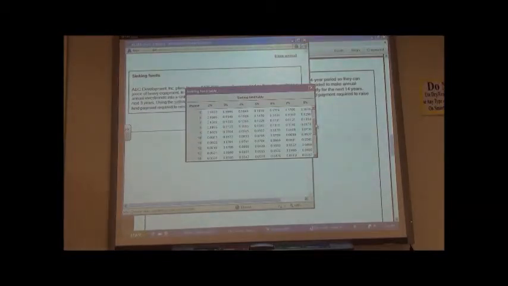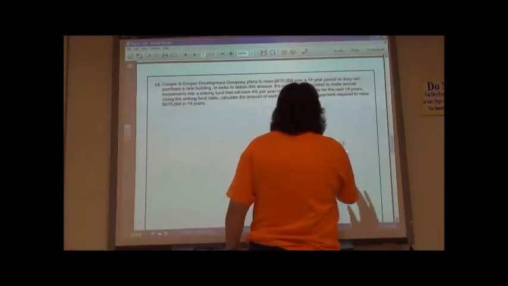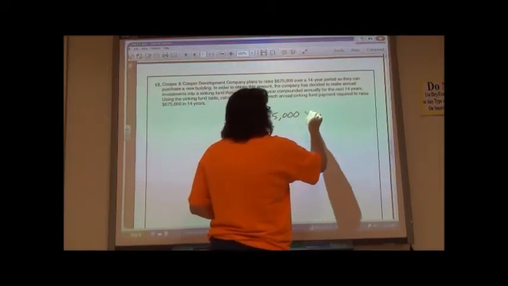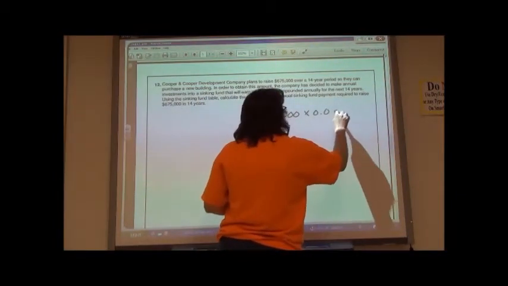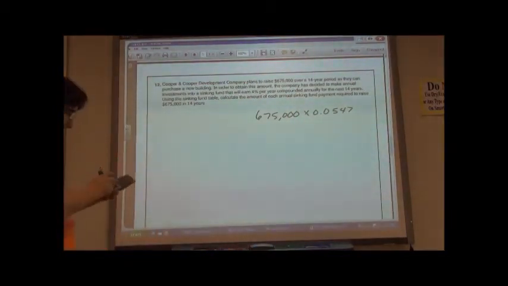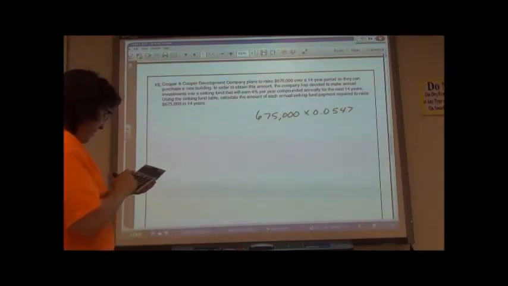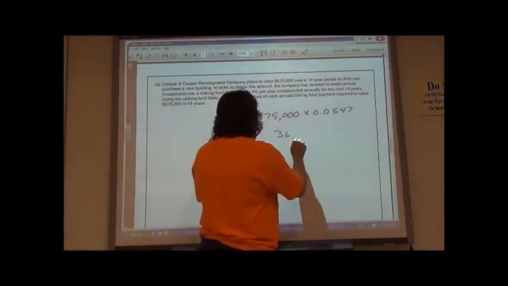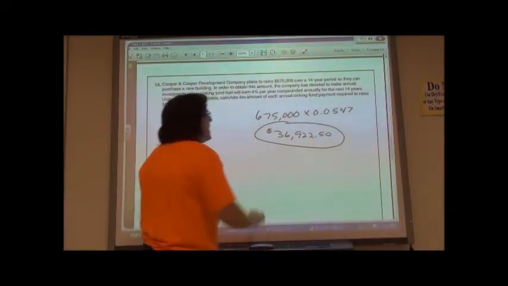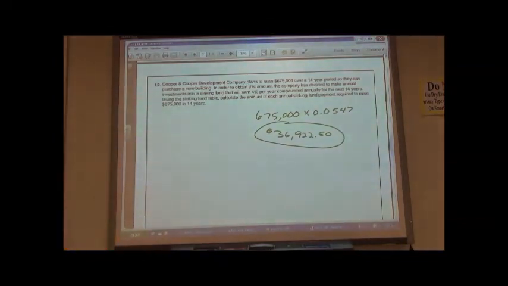We are going to take our 675,000 times 0.0547. 675,000 times 0.0547 gives me $36,922.50. I have to put that in each year for 14 years in order to end up with the $675,000.